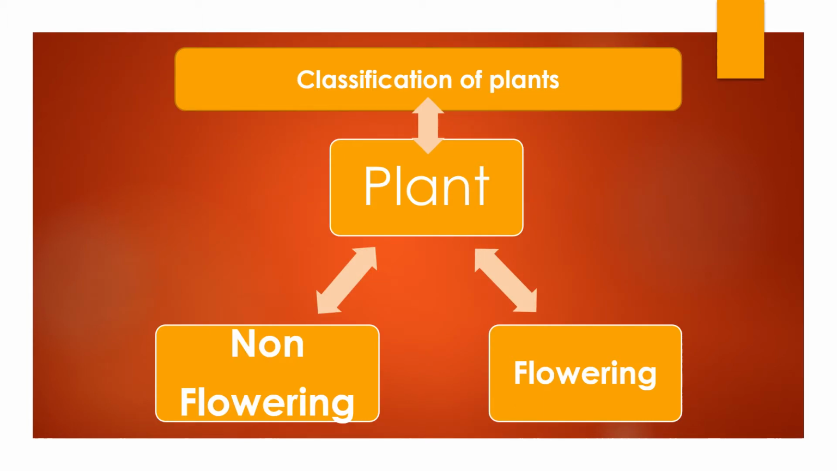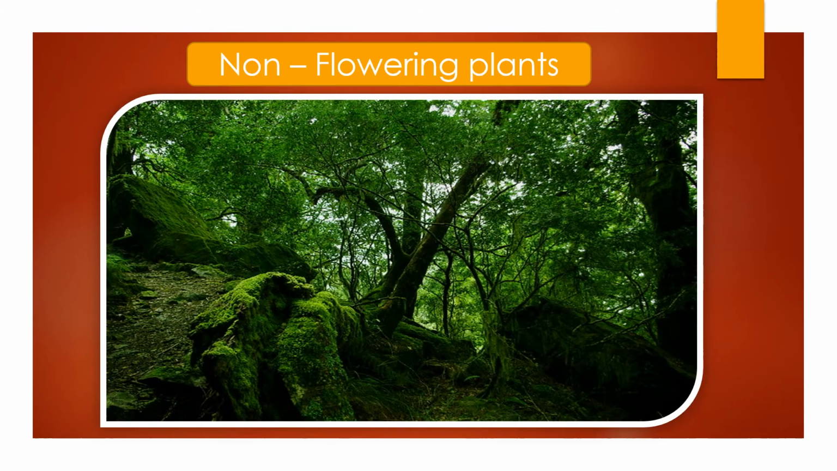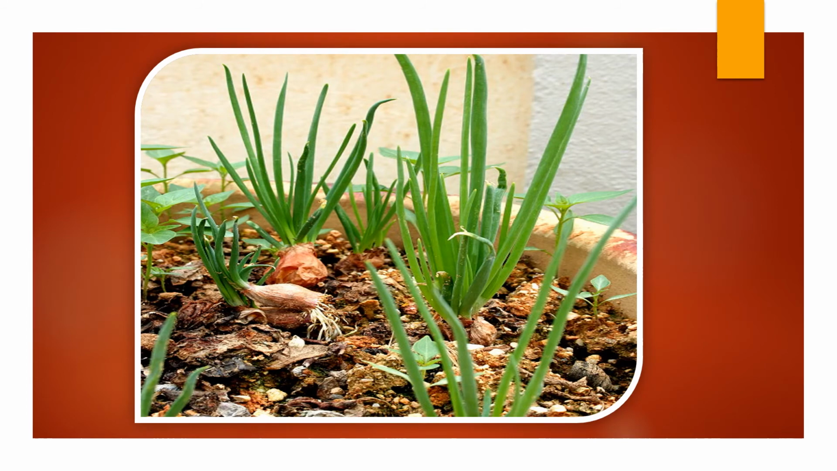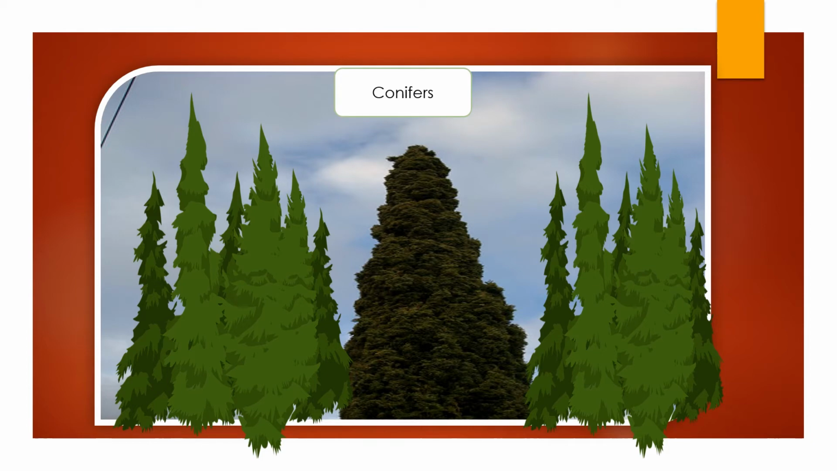Okay, now let's talk about classification of plants. A plant is classified into two, non-flowering and flowering. Non-flowering plants do not bear flowers. Flowering plants bear flowers. These are some examples of non-flowering plants. Ferns, spring onions, conifers.